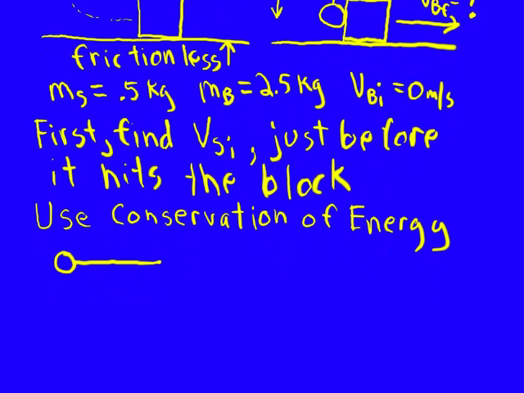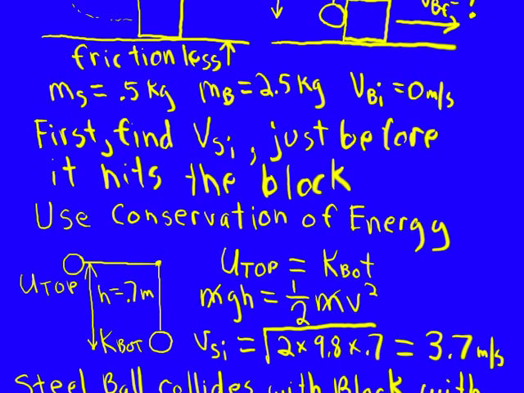So the steel ball swings down and hits the block. The potential energy it starts with equals the kinetic energy at the bottom, assuming we say the bottom is 0 height. Solving for the initial velocity of the steel ball, it comes out to 3.7 meters per second.